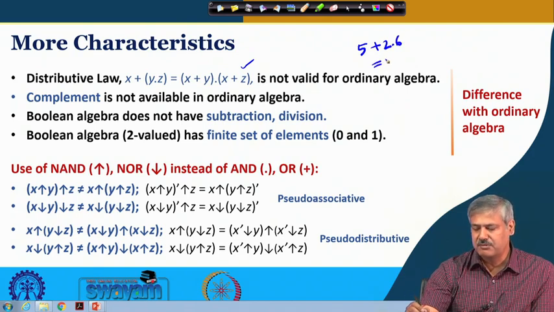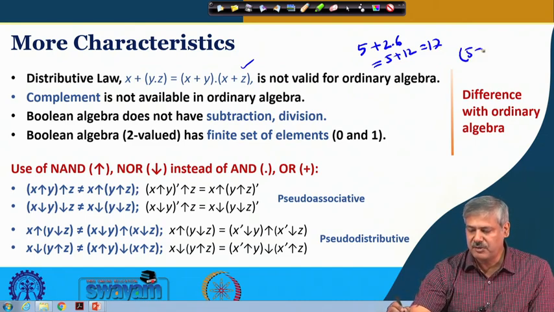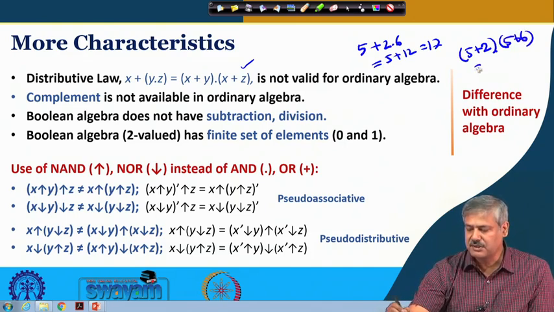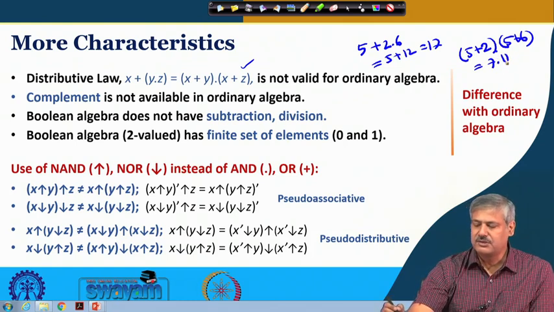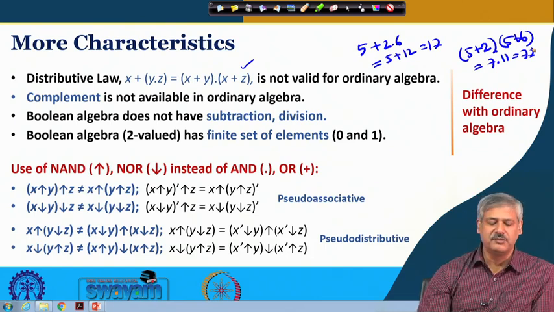5 plus 12 is equal to 17, and here if it is 5 plus 2 multiplied by 5 plus 6, so you will get what? 7 into 11, that is 77. So, that is quite different. So, this is not valid for ordinary algebra.